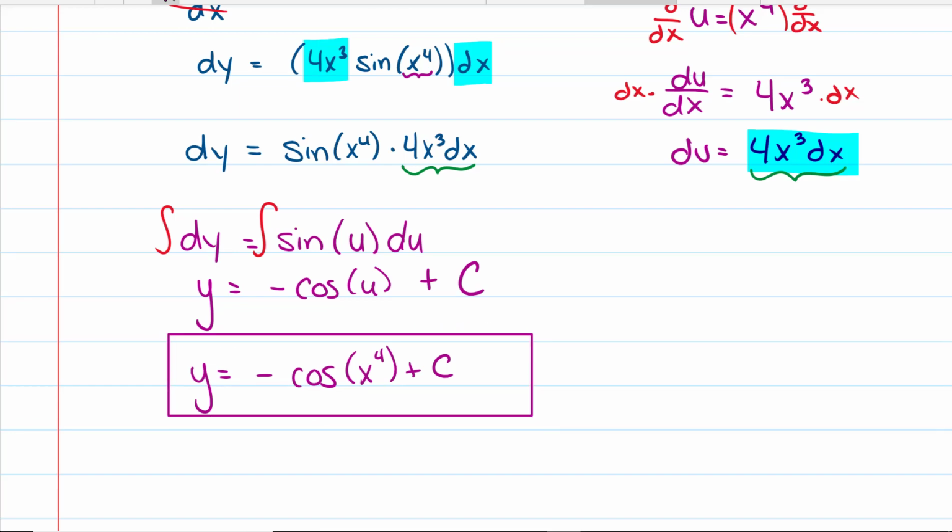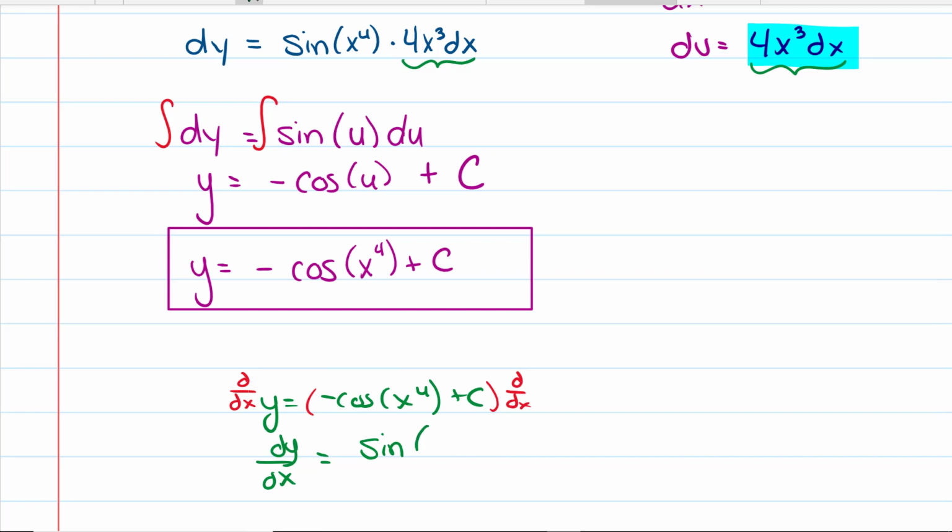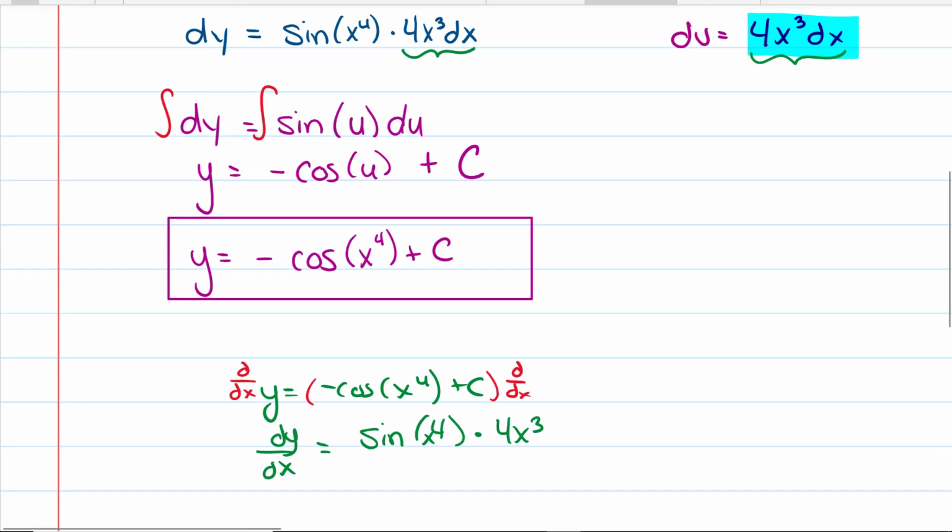One thing I do want to point out is that to check, we would take the derivative of both sides, because we started with the derivative and we integrated. So I have y is equal to negative cosine x to the fourth plus c, and to check it, I'm going to take the derivative with respect to x of both sides. The left side becomes dy/dx, which is equal to the derivative of negative cosine, which is sine x to the fourth, times the derivative of the inside, 4x cubed, and then the derivative of a constant is 0, so there you go.